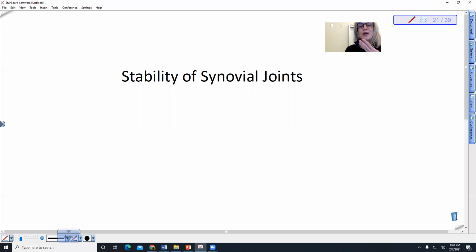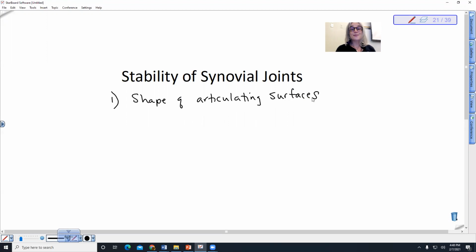But there's actually three major reasons or factors that influence the stability. So the first one is the shape of the articulating surfaces. So we talked about ball and socket joints when we were talking about the humerus and the hip joint.